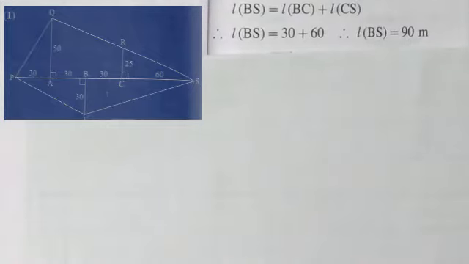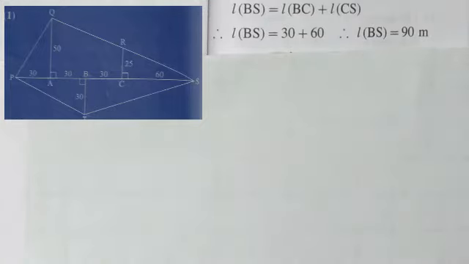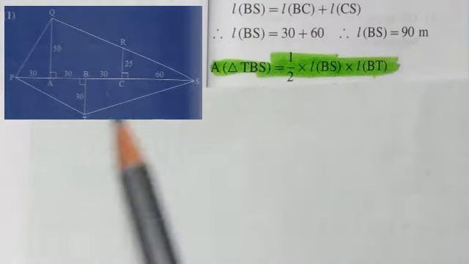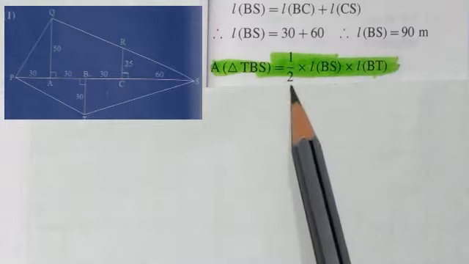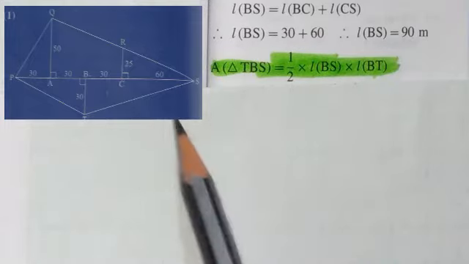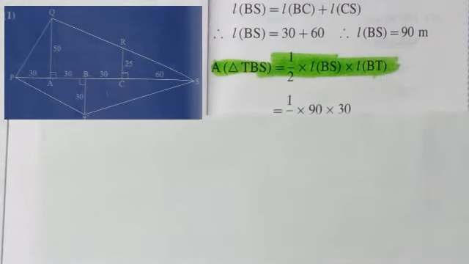Now students, just like the previous triangle, here the triangle TBS is also a right angle triangle. So therefore the area of a right angle triangle is equal to 1 upon 2 into height into base. So that we have to use here. Area of triangle TBS is equal to 1 upon 2 into BS, which is our base here, and height is BT. Let's put the values inside that.